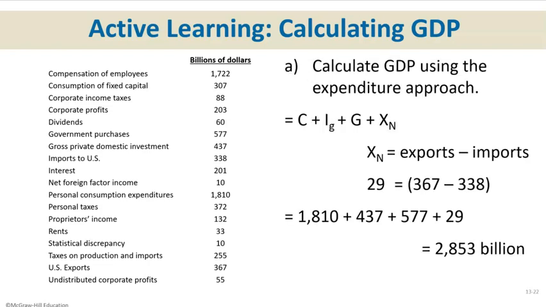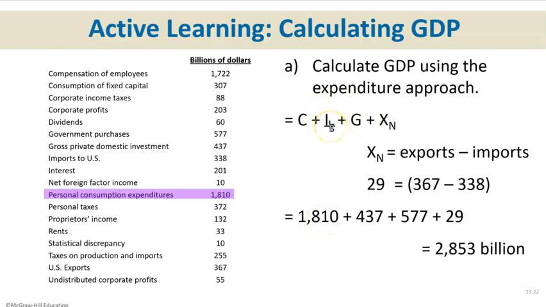First, let's calculate using the expenditure approach. So this is the formula that you need for the expenditure approach, C plus IG plus G plus XN. And remember, XN is exports minus imports. So let's start with C first. So you do need to know what the C stands for. It does stand for consumption, but specifically personal consumption expenditure. So know the full name. So we're going to take this information first. It's the 1810. We'll go into that spot.